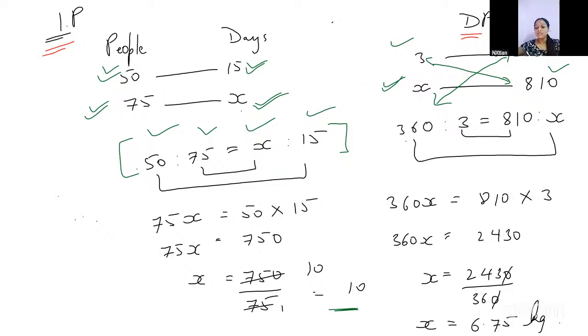Okay, so 360 and X we've taken on the outside, the outer terms. That is extremes, and 3 and 810 we have taken in the middle as the mean terms. So we know that when we are solving a proportion equation, we multiply the outer terms together, we multiply the middle terms together, and then we solve it.